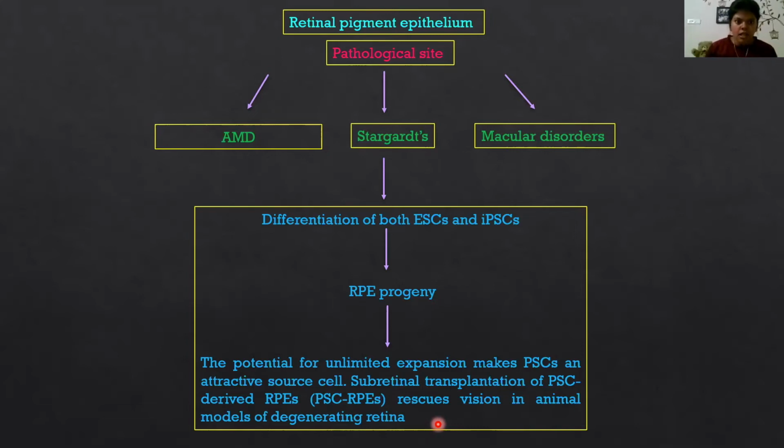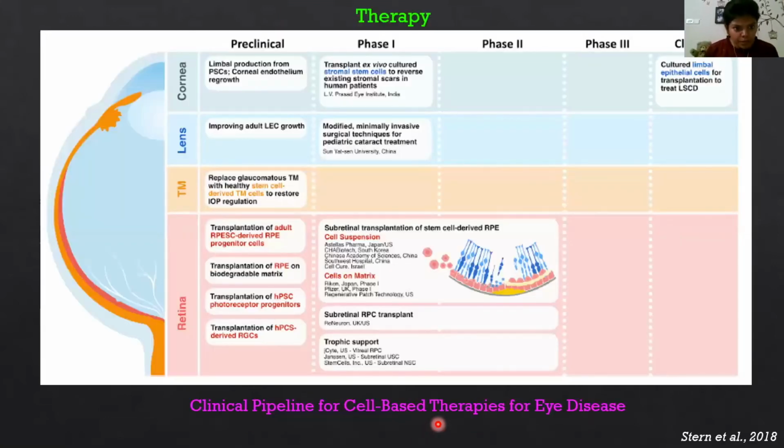And yeah, coming to the therapy. Starting from the cornea, there are many preclinical and clinical trials going on. Corneal endothelial regrowth is one thing, and the stromal scarring or fibrosis in the stroma can be reversed by using stromal stem cells. This is being carried out in India by L.V. Prasad. And cultured limbal epithelial cells, which I was earlier talking about when I was talking about the limbus, are already there in the clinic.